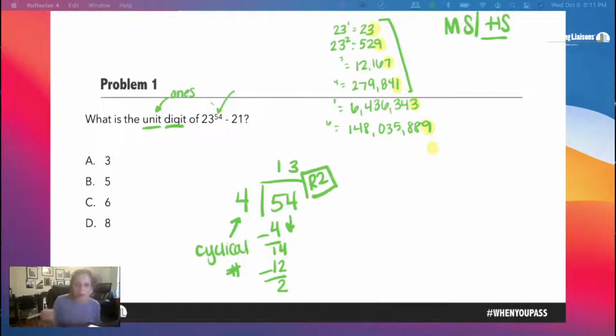This is the information I need. I don't need to know how many cycles it's going through, because that doesn't help me. So we went 1, 2, 3, 4, 5, 6, 7, 8, 9, 10, 11, 12, 13, 14, 15, 16, all the way 13 times.